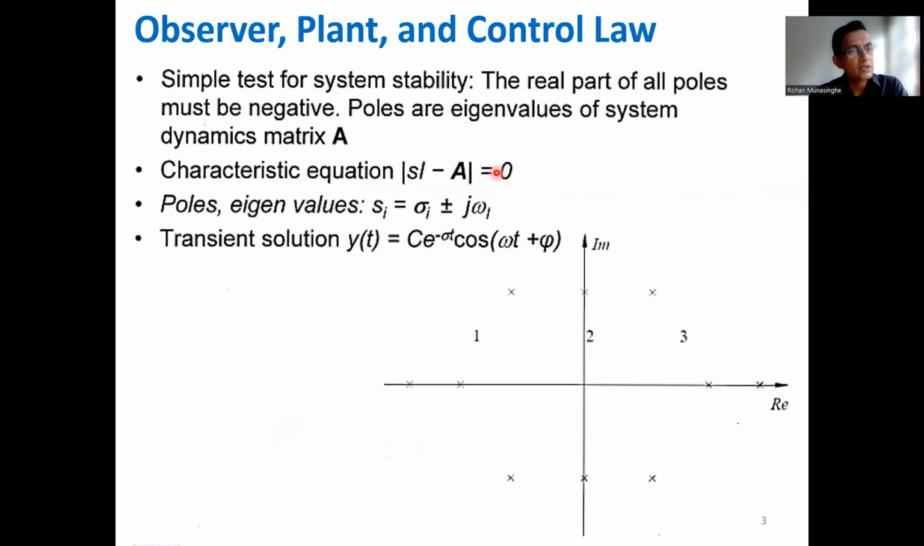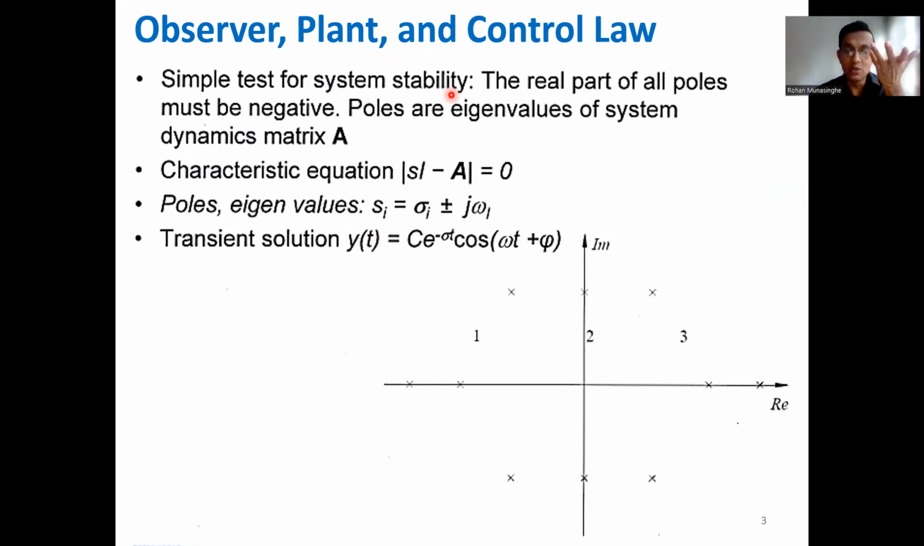Now, if you summarize things you have done relevant to stability of a plant, you can see some of these things. There's a very simple test for system stability. All you need to find out is the poles of the plant.